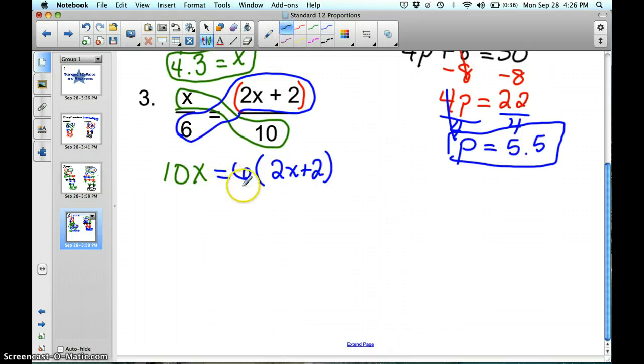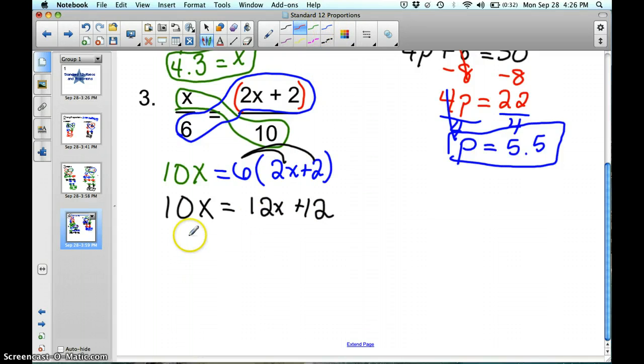Now, anytime we see parentheses, I need to distribute. On this side, I'm just going to write 10x. Over here, I'm going to do 6 times 2x, which is going to give me 12x. And then 6 times 2, which is going to give me 12. So I have variables on both sides of my equal sign. I have 10x over here, 12x over here. So I'm going to start by getting my variables on one side. I'm going to move the 12x over to this side, so I'm going to subtract 12x.